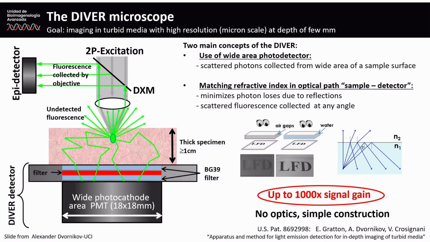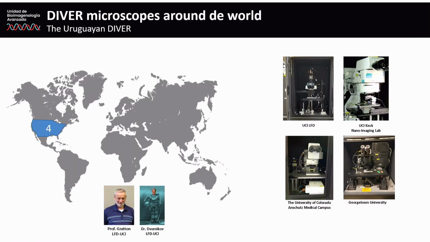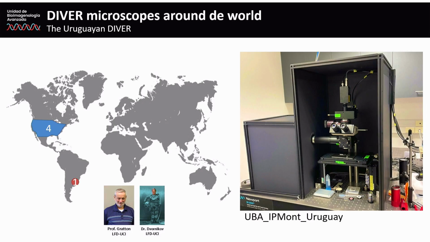So overall, you can go up to 1,000 times more signal to noise in comparison to any two-photon microscope. So this is the detector. Basically, what you need to do is to build a detector. The detector is basically a wheel embedded in ethylene glycol with glass filters. And this is the Hamamatsu detector, a PMT that we use. It's compatible with custom, but also with commercial microscopes. So there are only 4 microscopes, all built by Sasha Dvornikov in the US. And the 5th is the DIVER in Montevideo, Uruguay, which is the only one outside the US in the world.